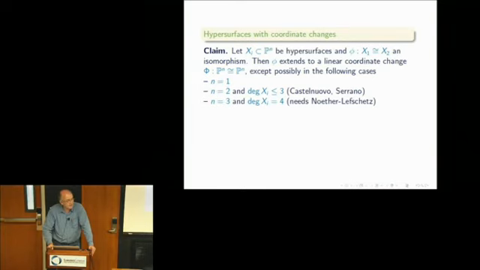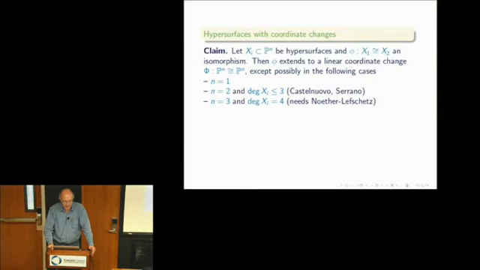Then of course you might say that when we are interested in hypersurfaces, maybe we do not want to distinguish hypersurfaces that can be obtained from each other just by linear change of coordinates or by some isomorphism, okay? So maybe what we should really do is to look not at hypersurfaces, but at hypersurfaces up to isomorphism, okay?